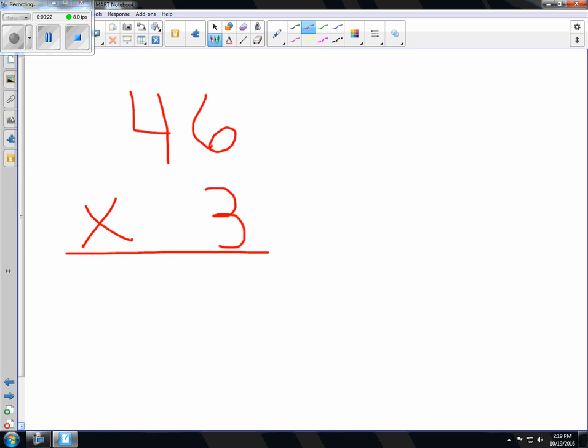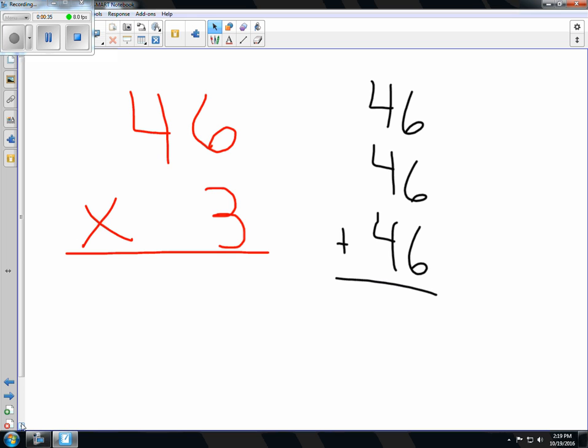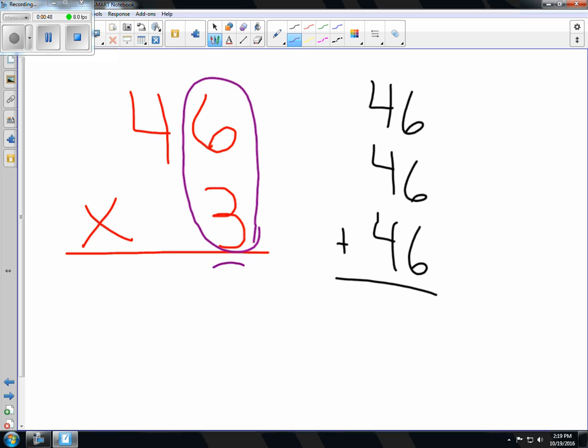We have 46 times 3. And you always have to remember that that's the same thing as adding 46 plus 46 plus 46. I'm adding the 46 3 times. So next, I'm going to learn how to do the multiplication with the standard algorithm. So 3 times 6, I'm multiplying my two ones place, is 18. I put the 8 down here, and I put the 1 up here, so it's just like if I read 18. If I look over here, 6 plus 6 plus 6, that is 18.